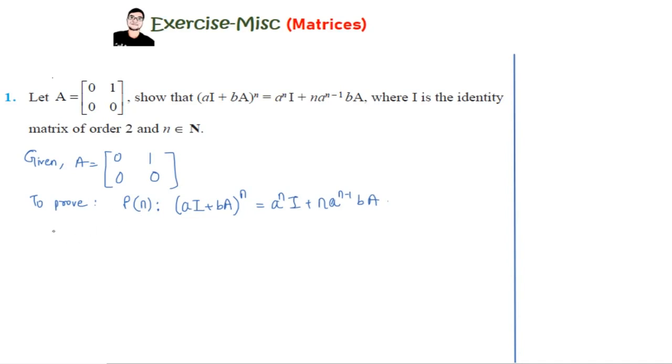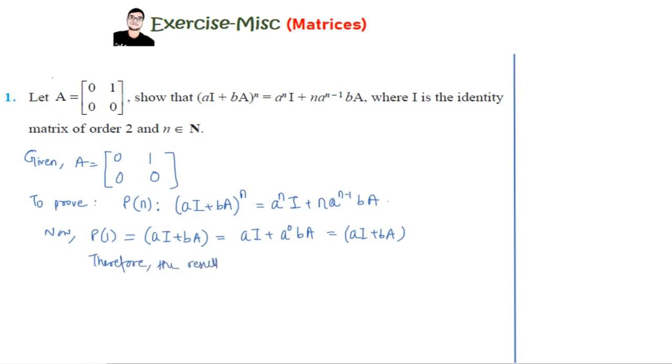Now P(1) is aI + bA. Here n is 1 and n minus 1 is 0, so this is a^0 into bA, that is aI + bA. So we get aI + bA equal to aI + bA. Therefore the result holds true for n = 1.